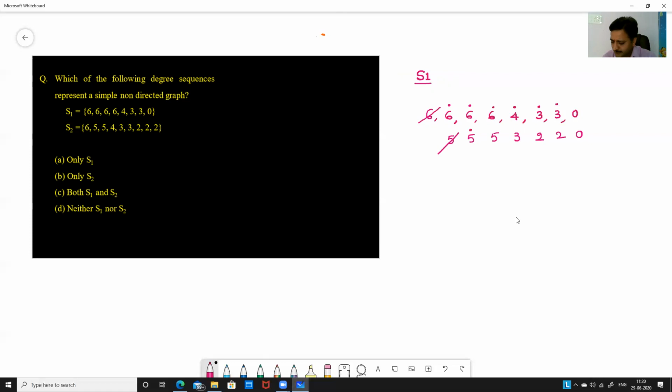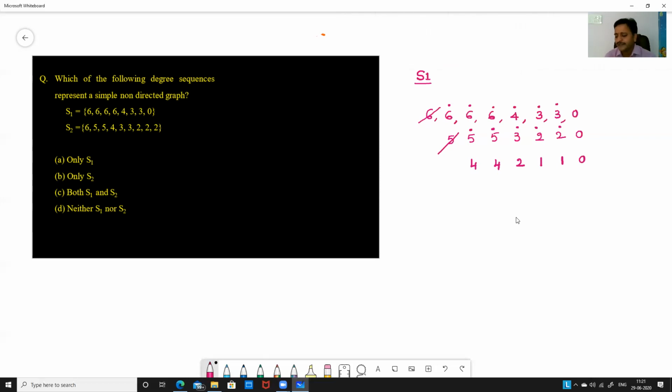Like it is first one, second one, third one, fourth one, fifth one. From each and every degree, you have to subtract 1. 5 minus 1, which is 4. 5 minus 1, 4. 3 minus 1, 2. 2 minus 1, 1. 2 minus 1, 1. And it is 0. Okay.